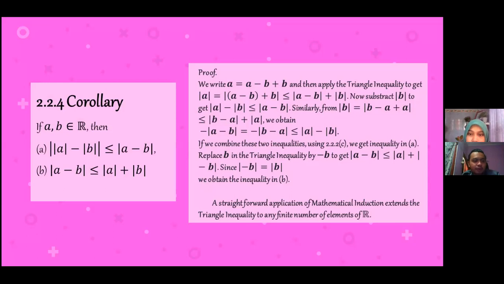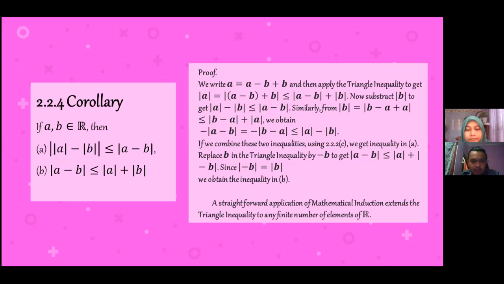Now, 2.2.4 Corollary. If A and B are elements of R, the real number set, then we have two results here. The absolute value of the absolute value of A minus the absolute value of B is less than or equal to the absolute value of A minus B. And then the absolute value of A minus B is less than or equal to the absolute value of A plus the absolute value of B.